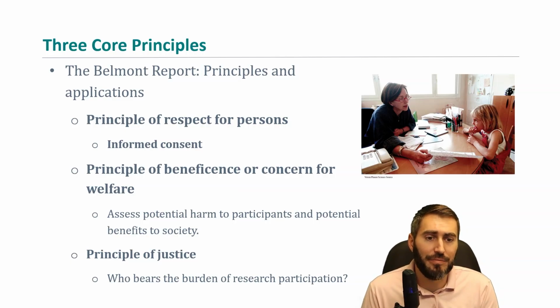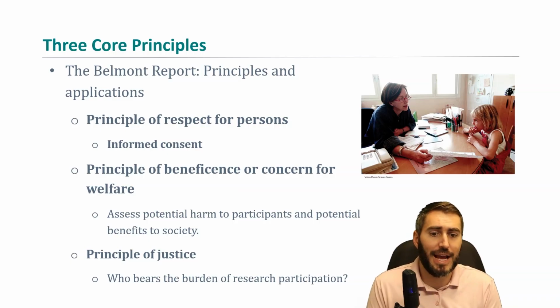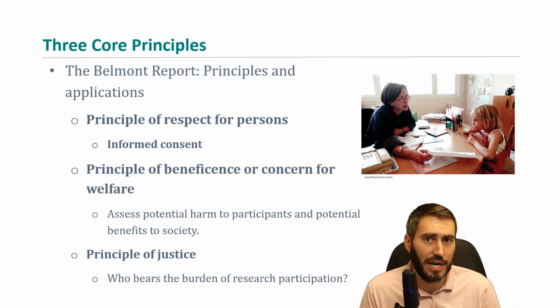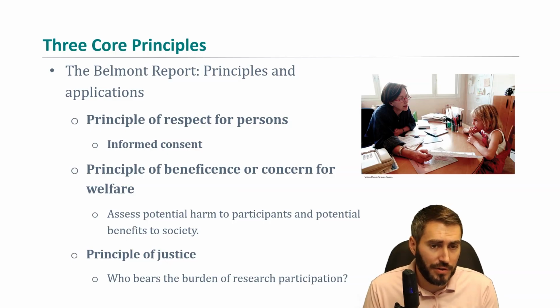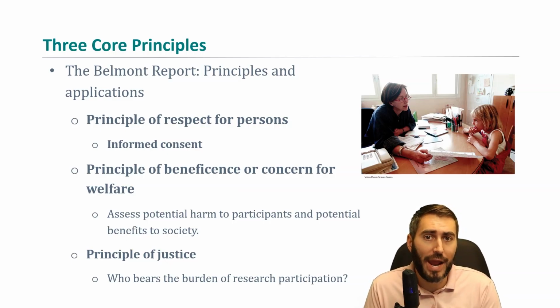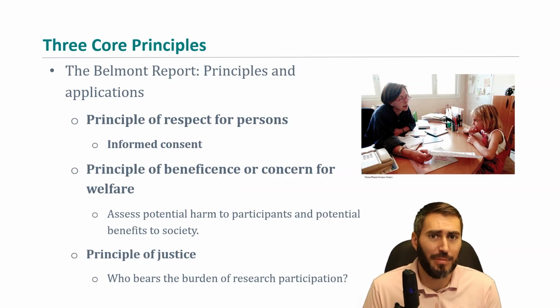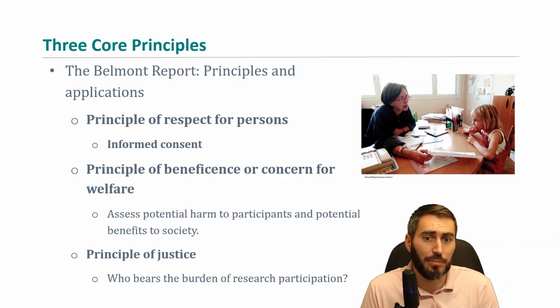Then we have the principle of beneficence, or concern for welfare. Again, this is basically saying that we need to make sure that any potential harm to our participants is outweighed by benefits to our society. So if there is some small level of harm that might be created, we need to have some added benefit or knowledge or something that outweighs that potential harm. We can't just do a study that is interesting and might harm a participant, but doesn't have some large benefit to it. So this is a key, important component as well.